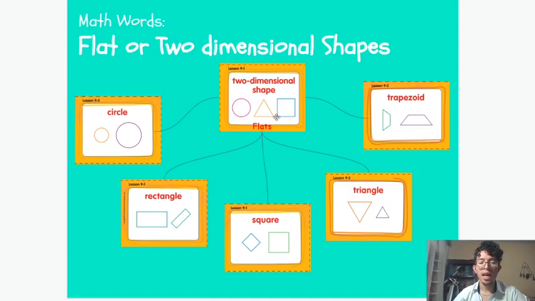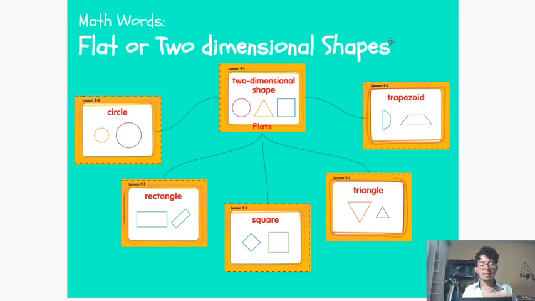First, we have flat or two-dimensional shapes. Tenemos las figuras planas o de dos dimensiones. Do you know what flat is? ¿Sabes qué significa plano? It means it doesn't have volume. Significa que no tiene volumen. Es decir, es plano. Okay? For example, this sheet of paper. Esta hoja de papel es una figura plana.